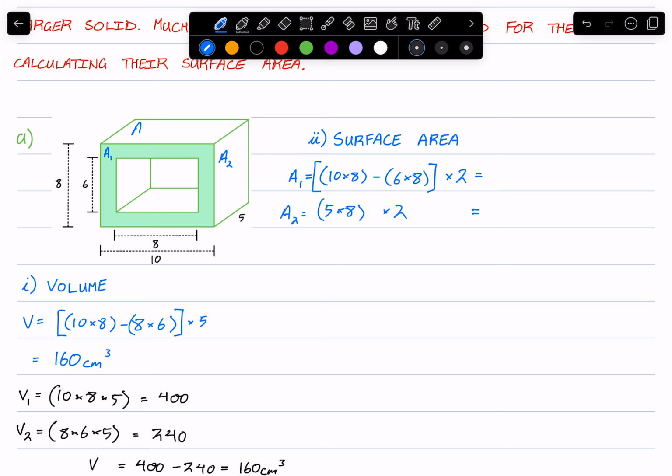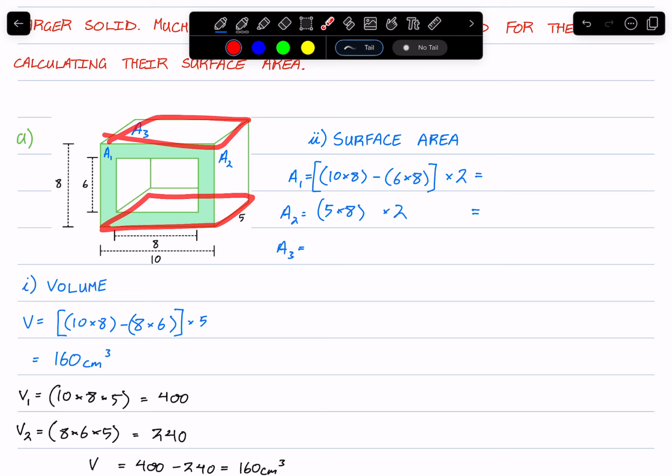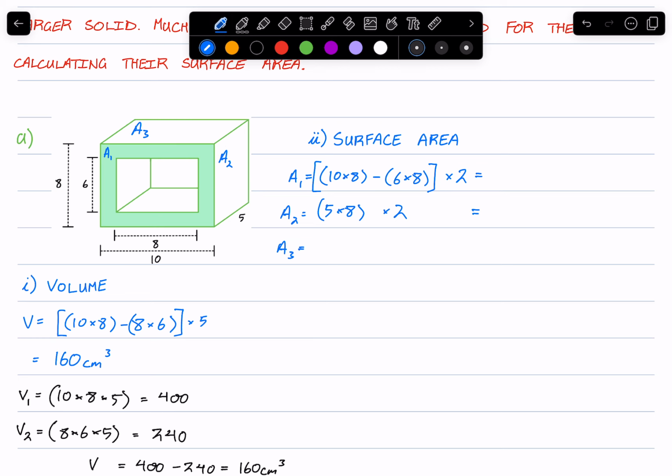Area 3 is this one on the top. And that one's going to be this length here, which is 10 times 5. And once again, there's one underneath all of this, so we're going to double that as well. So that was 10 by 5 times 2.